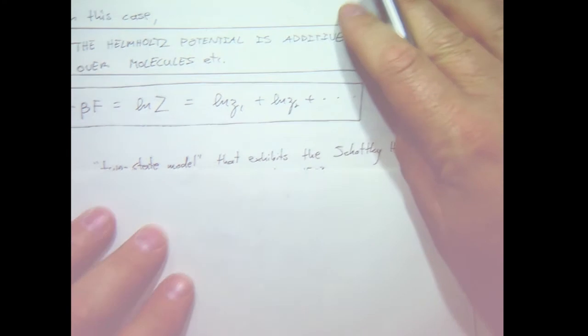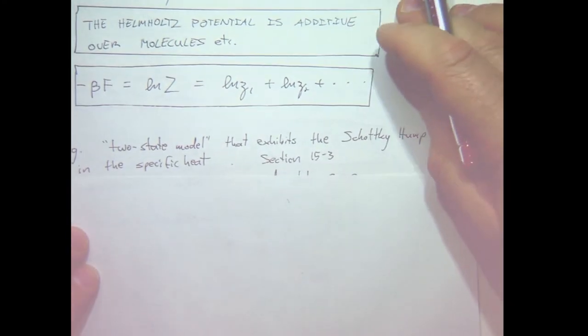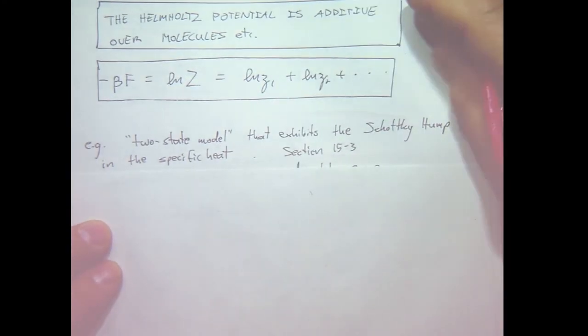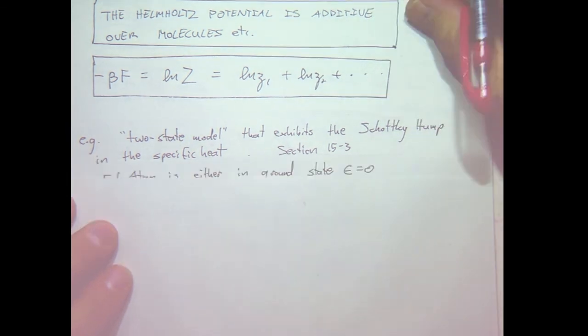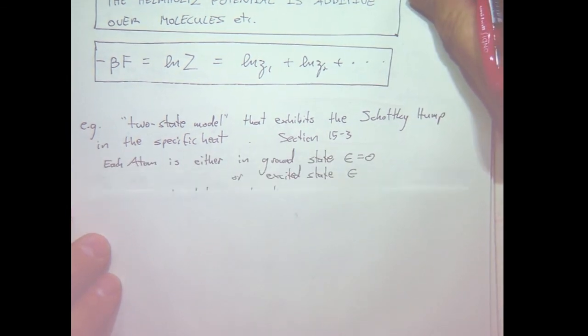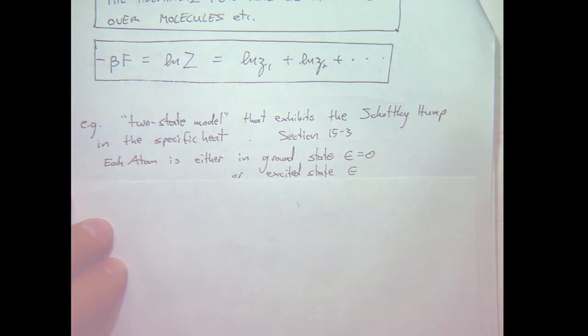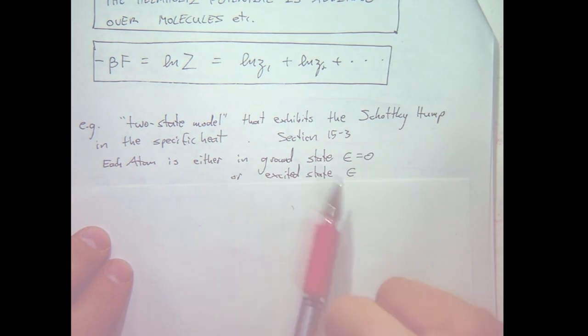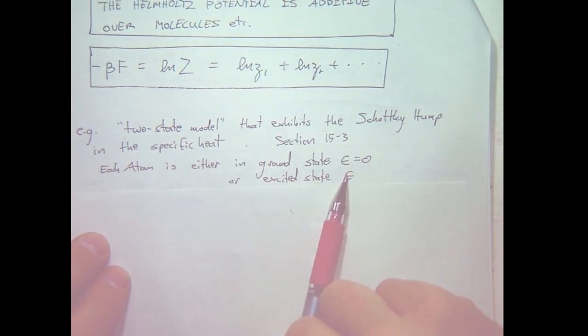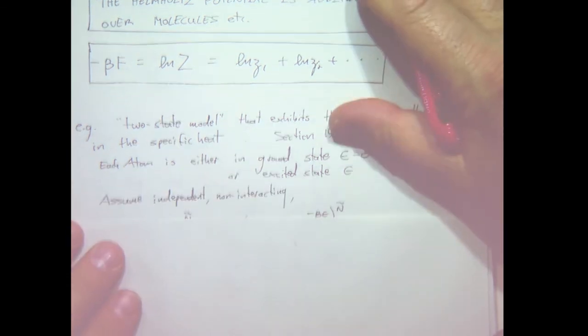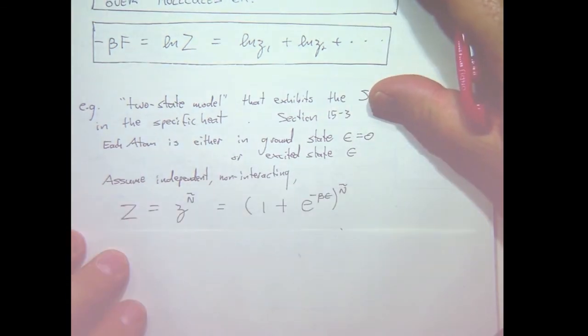So in a two-state model, where I think you did the assignment question, you see the Schottky hump in the specific heat. So what's the prescription? You need the states and the energy of each state. In a two-state system, you've either got the ground state or the excited state of energy epsilon, 0 or epsilon, and assume that they're independent and non-interacting.